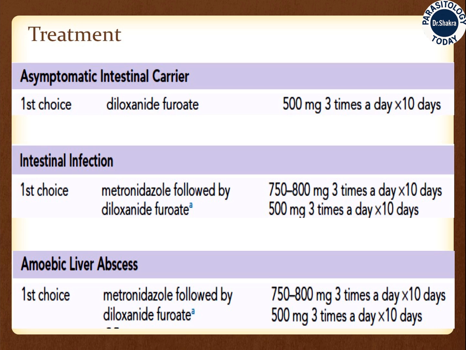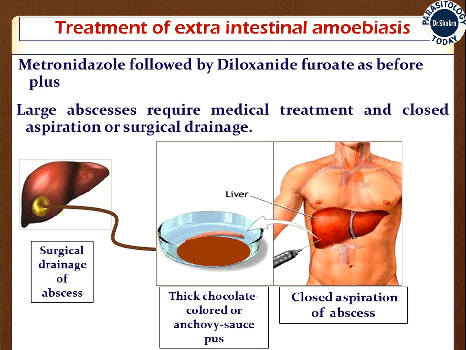Intestinal infection. First choice: metronidazole followed by diloxanide furoate. Metronidazole inhibits the nucleic acid synthesis of Entamoeba histolytica. Treatment of extraintestinal amoebiasis, amoebic liver abscess: metronidazole followed by diloxanide furoate. Abscesses require medical treatment and closed aspiration or surgical drainage.